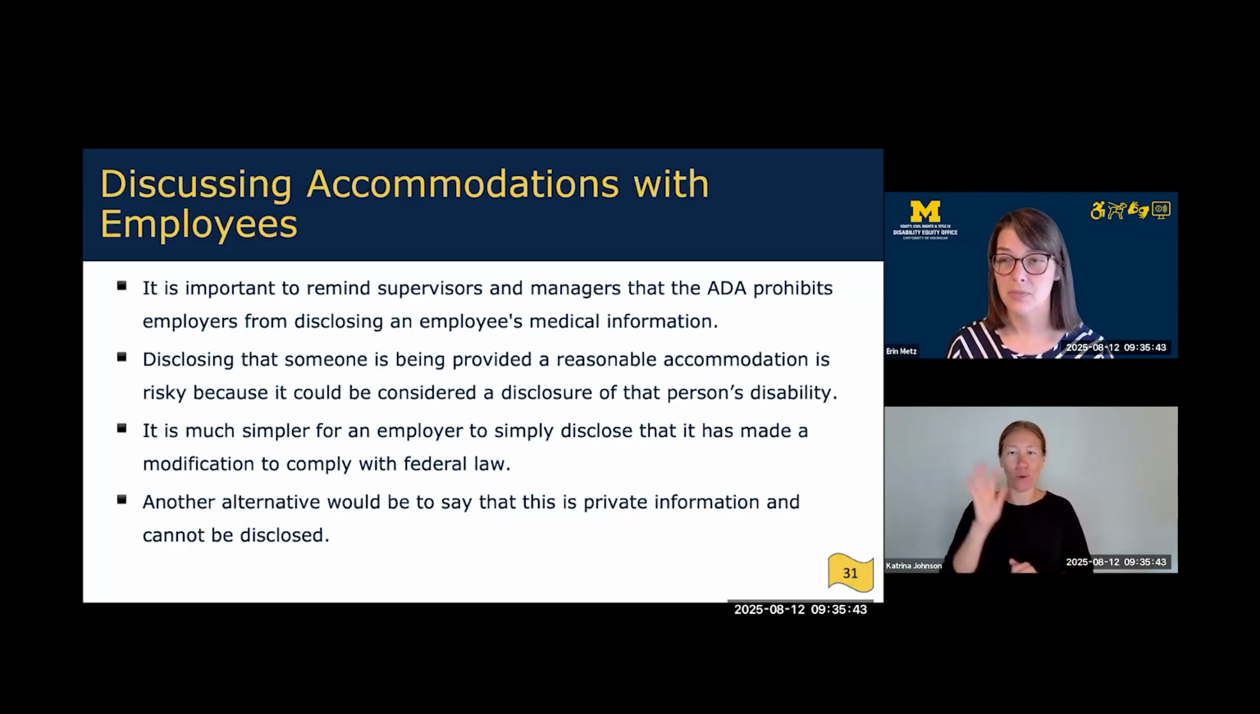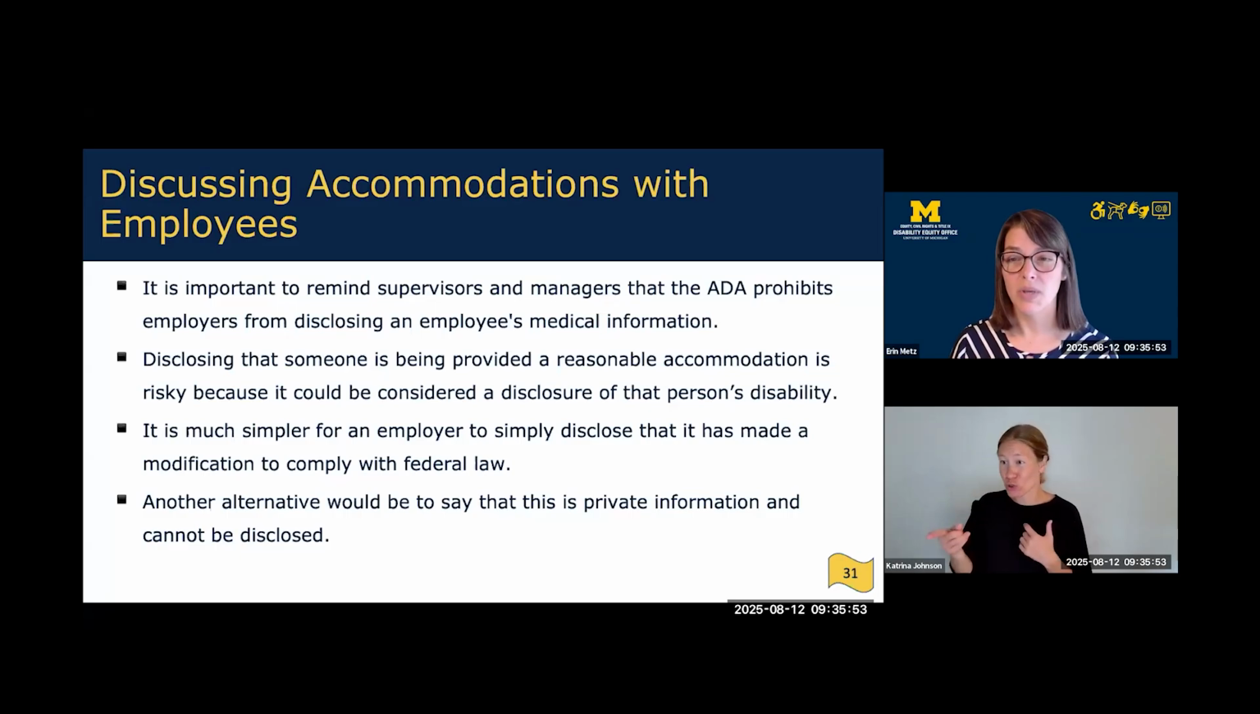Alternatively, supervisors can respond by saying, "This information is private and I'm not able to share it. However, I'm happy to discuss any needs or concerns you may have." Protecting employees' privacy not only ensures compliance with our legal requirements, but also fosters a respectful and inclusive workplace environment.